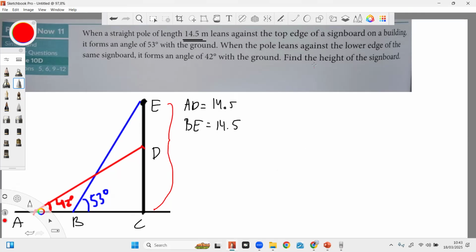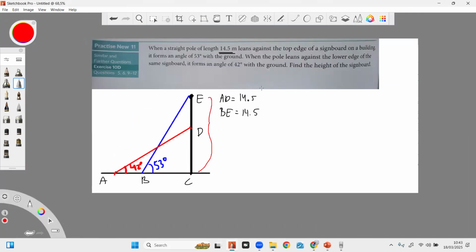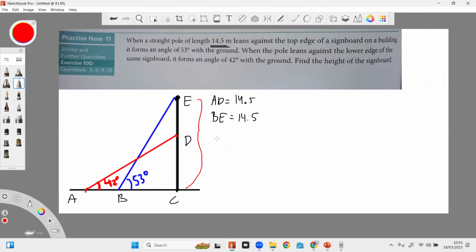When the pole leans against the lower edge of the... What? Are you sure? We don't use any 42? It's too easy. It's okay, yeah? Okay. That's what we read in the question. I think we have to comprehend more.